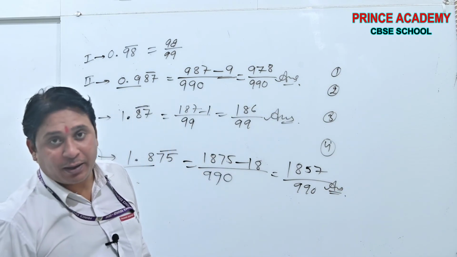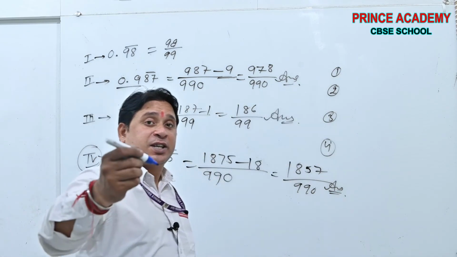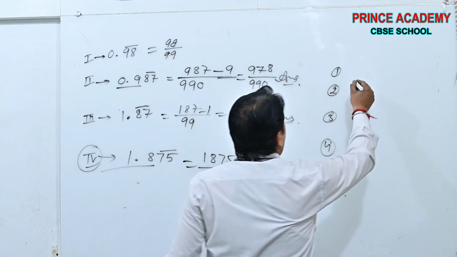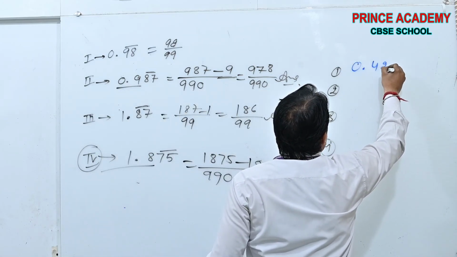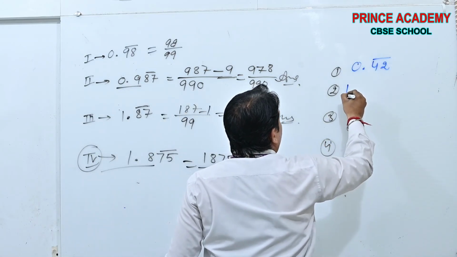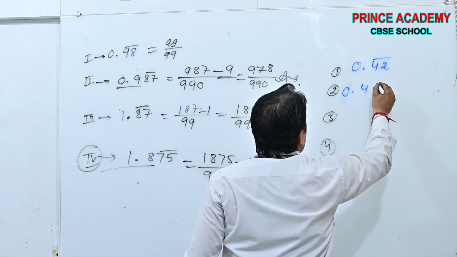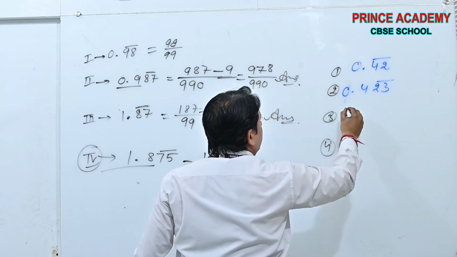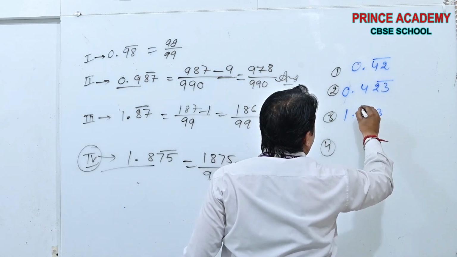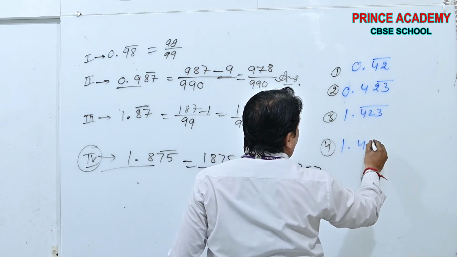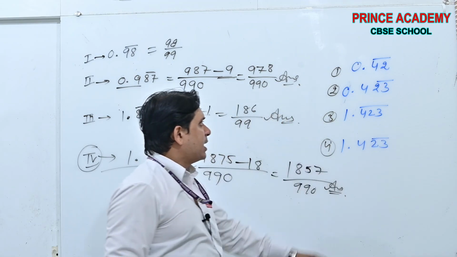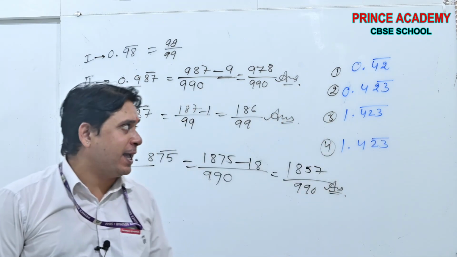Now I am giving you 4 statements. Try by yourself. 0.42 bar. 0.423 bar. 1.423 bar. These are the 4 statements you have to do by yourself.